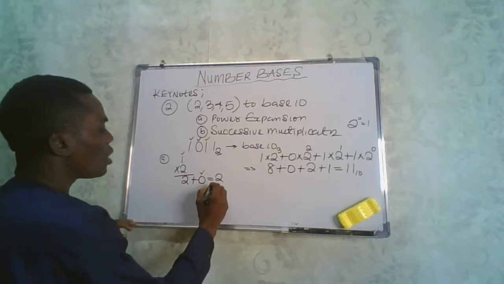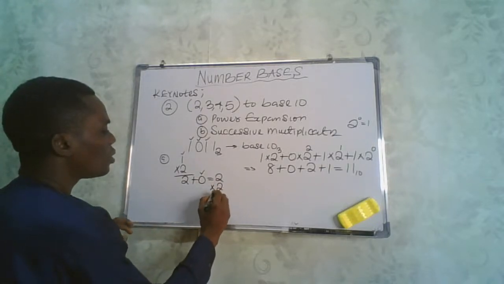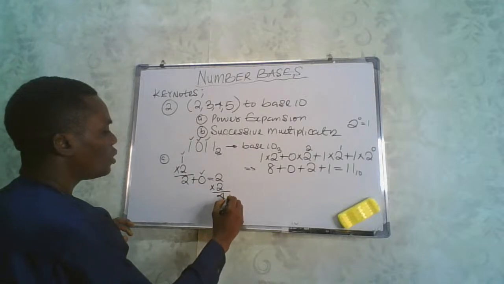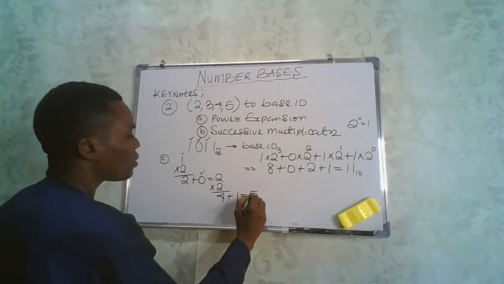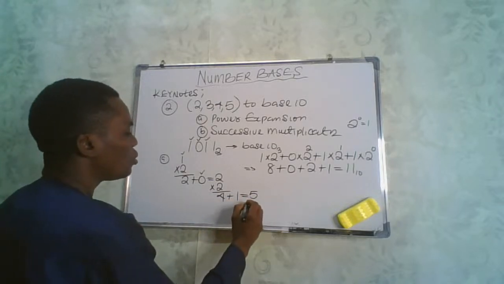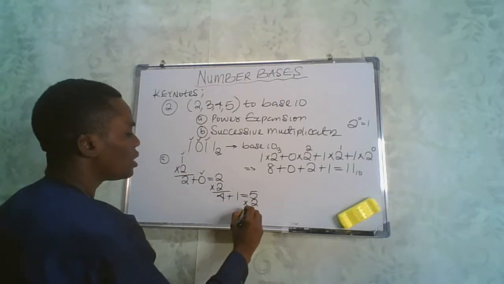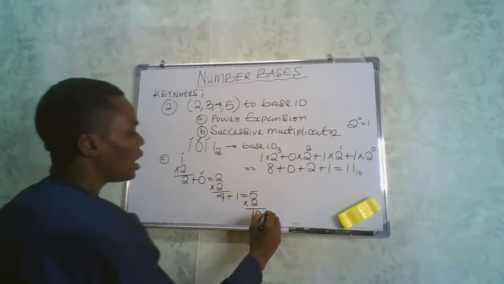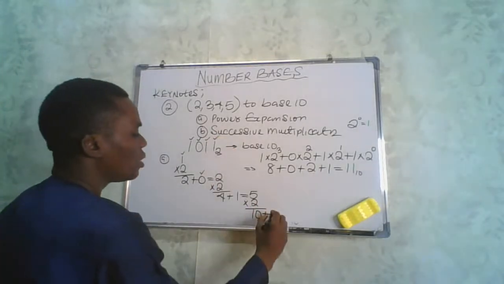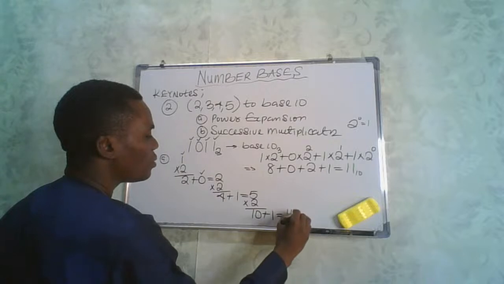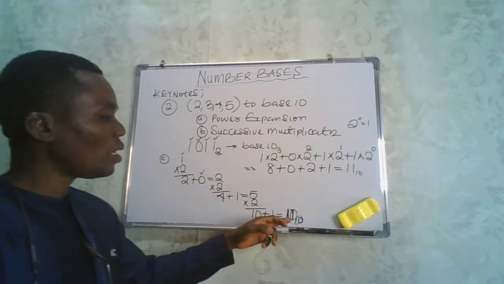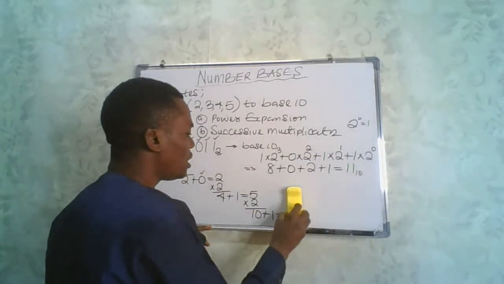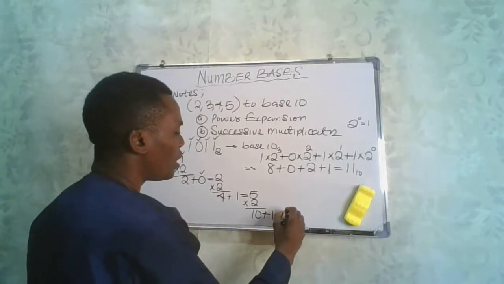The next one we're going to have is 2 times 2, the base 2, which is 4. We're going to add 1 to 4, and that will be equal to 5, right? Then the next thing we are going to do is to multiply 5 by 2, which is the base, and that will give us 10. And 10 plus the final one, which is going to give us what? 11 to base what? To base 10. So you see, we got the same result, right?